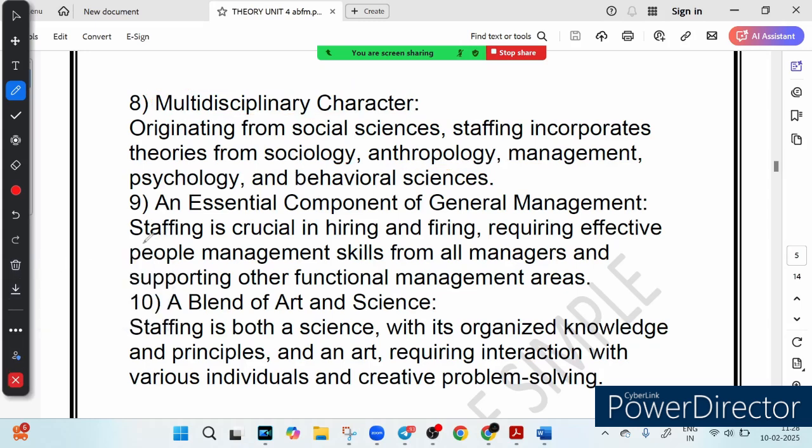Then we have something called essential to general management, right? It means that from hiring to firing, the manager needs effective people management skills for smooth operation. So managers should have this general management skill for smooth operation from hiring to firing.